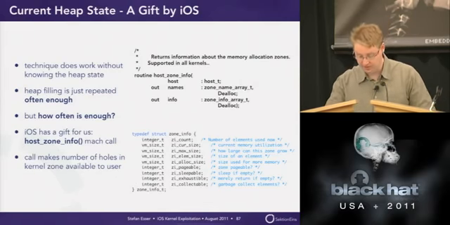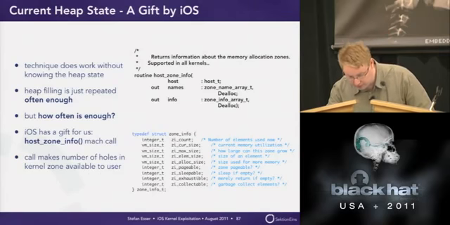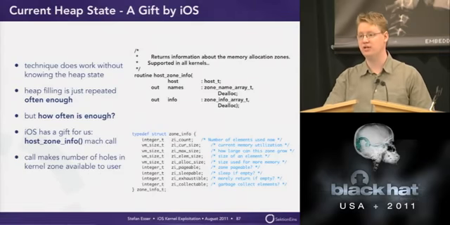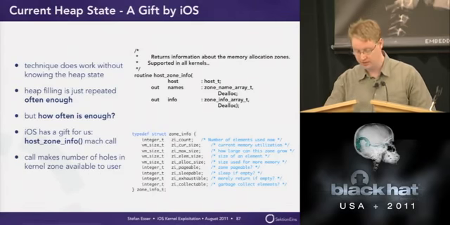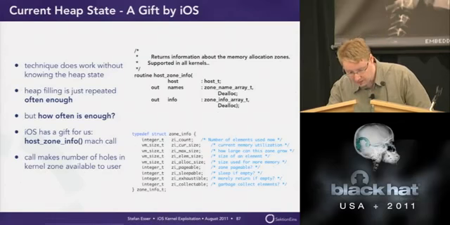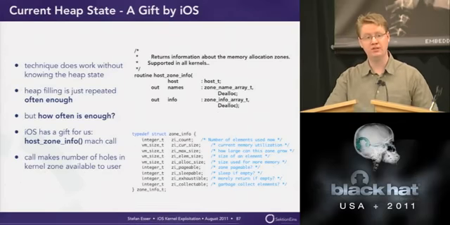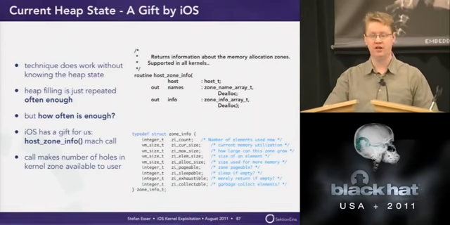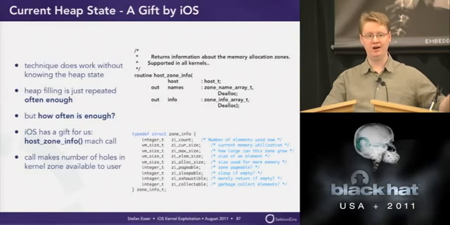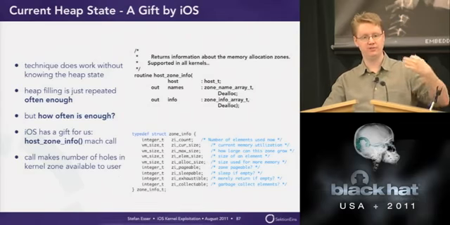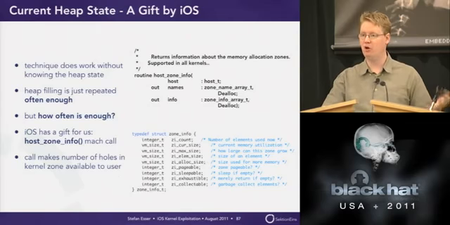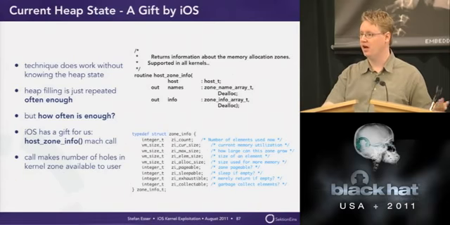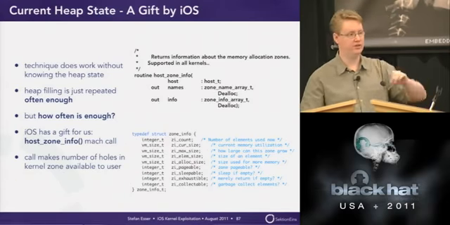This contains the count of elements actually allocated at the moment in the zone. It gives you the size of the zone at the moment, and you can divide that by the size of an element, and you know how many elements should be allocated. When you know how many are allocated and how big the zone is at the moment, then you know how many are free. So you know exactly how many holes there are in the heap.